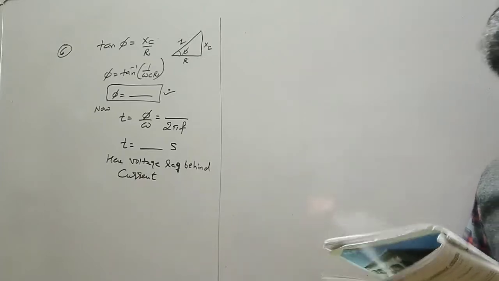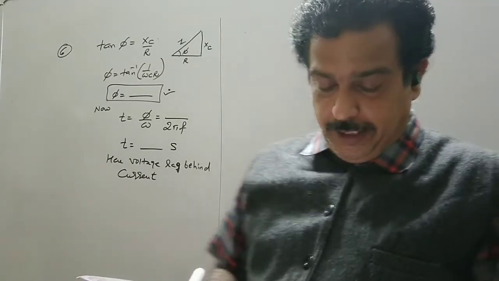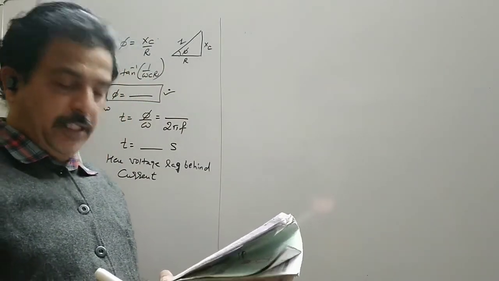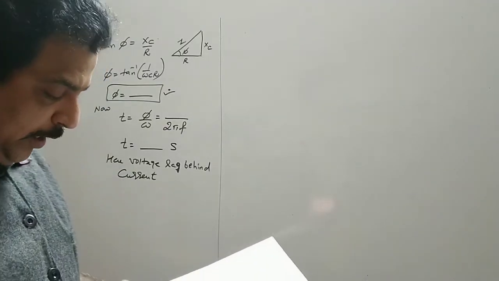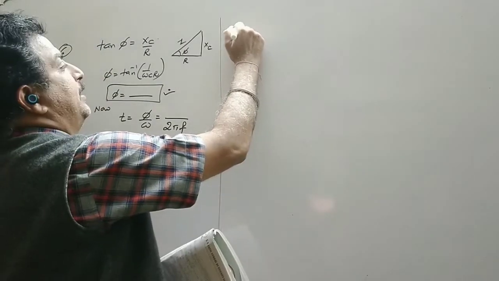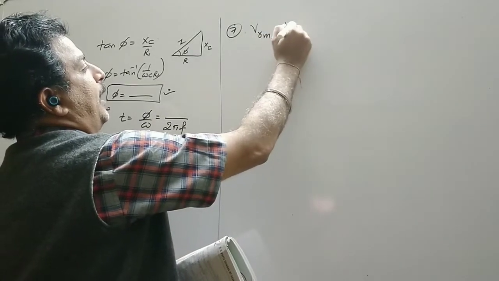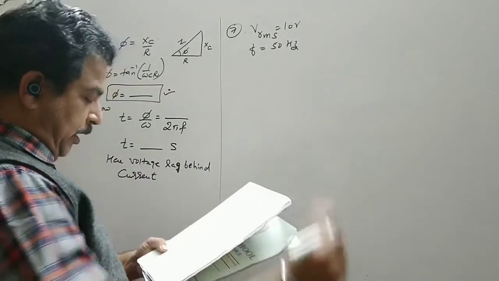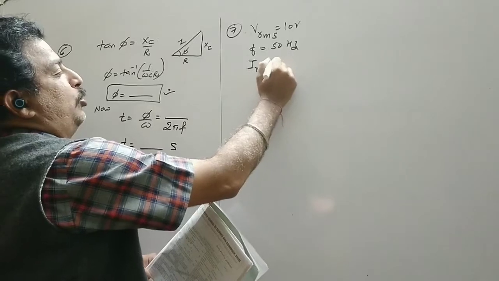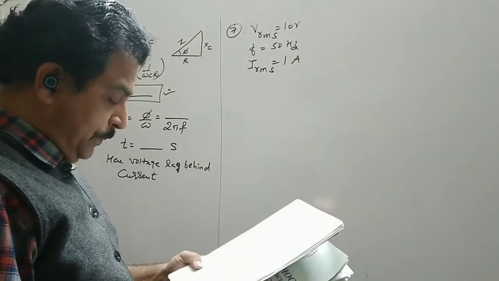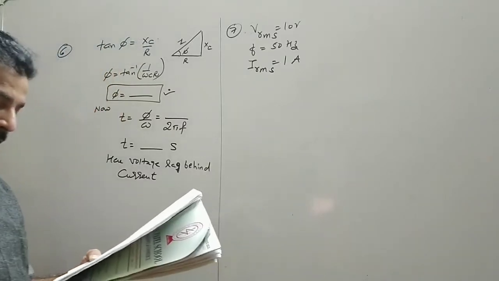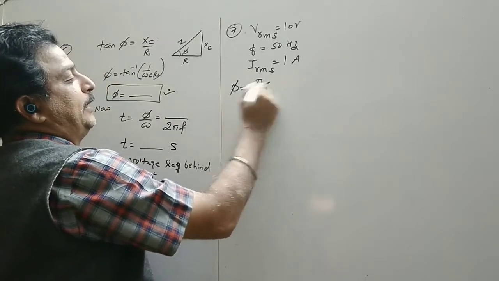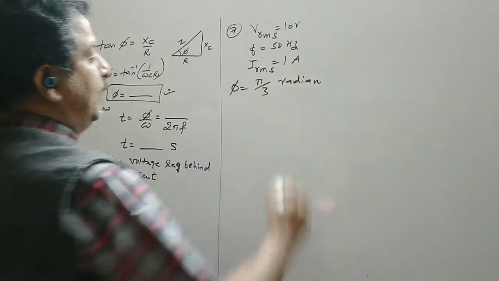Now question number 7. When a series combination of inductor and resistance is connected with a 10 volt 50 hertz AC source, a current of 1 ampere flows in the circuit. So again VRMS is given, that is 10 volt, the frequency is 50 hertz, the current flowing in the circuit is equal to IRMS, that is 1 ampere. Because the circuit is inductive, the voltage leads the current by a phase angle of pi by 3 radian. So phi is equal to pi by 3 radian.